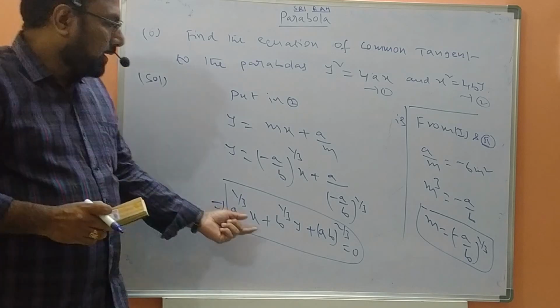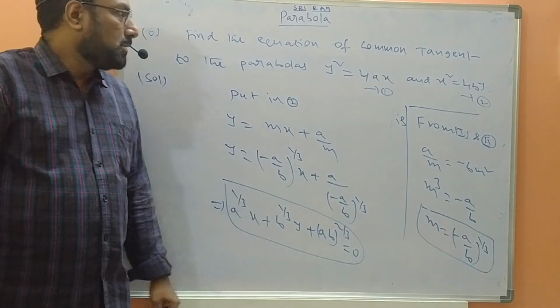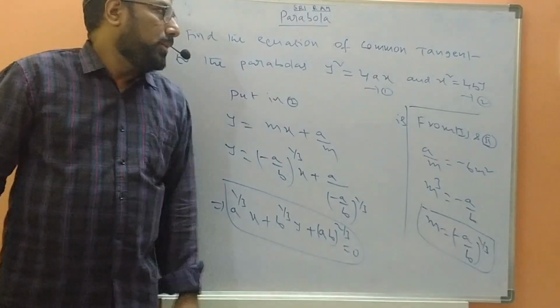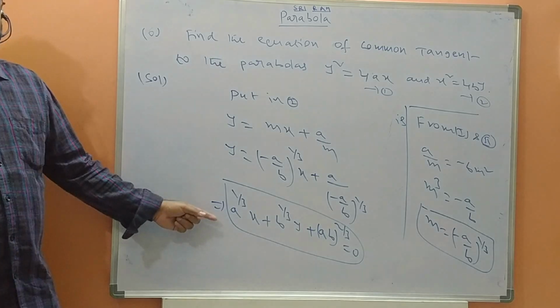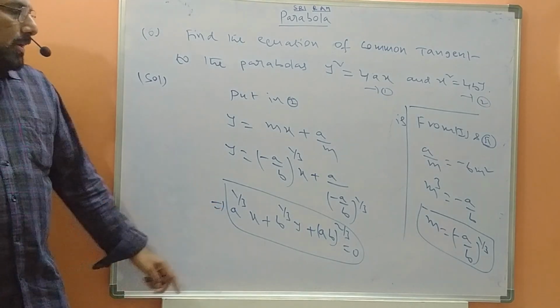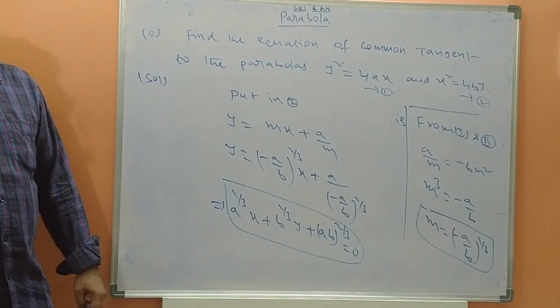You can take it as a formula. In exam directly you can apply this. Whenever they give two parabolas y square equal to 4x and x square equal to 4by, directly you can write the formula a to the power of 1 by 3 x plus b to the power of 1 by 3 y plus ab whole to the power of 2 by 3 equal to 0.